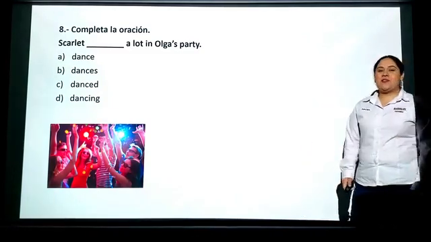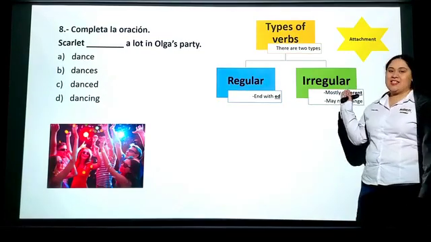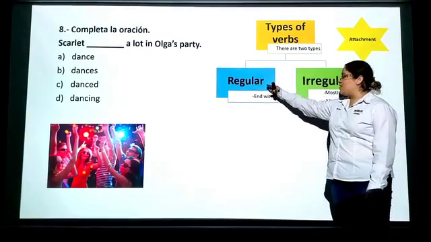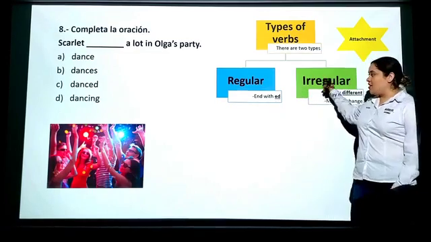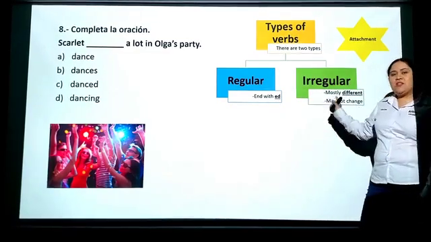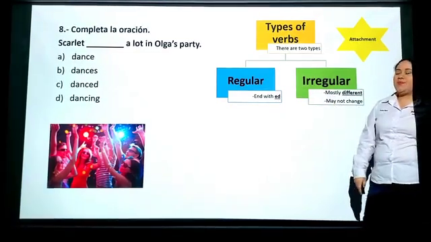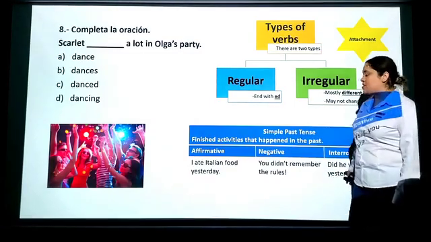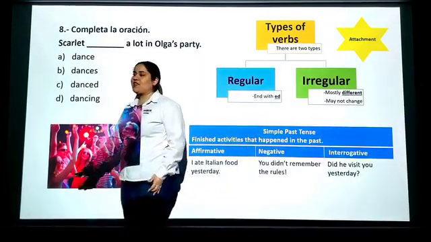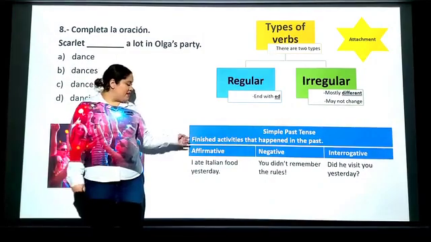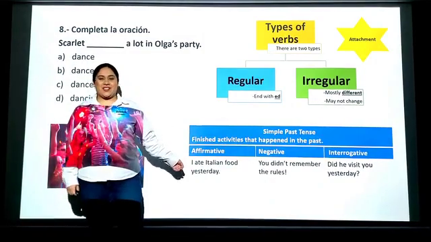Now, let's see the types of verbs that we can find in the past tense. The regular verbs finish with ed. The irregular verbs are mostly different, but some of them don't change at all. Let's see some of the examples. Okie dokie. So I have affirmative one. I ate Italian food yesterday.